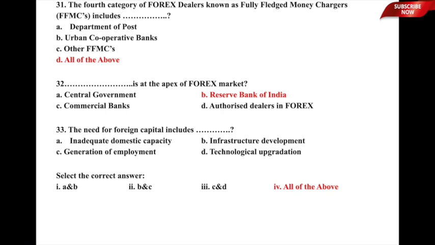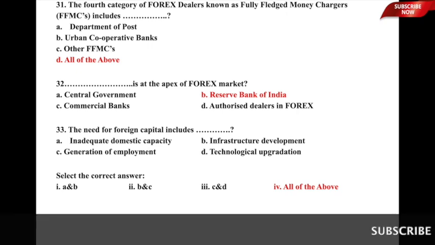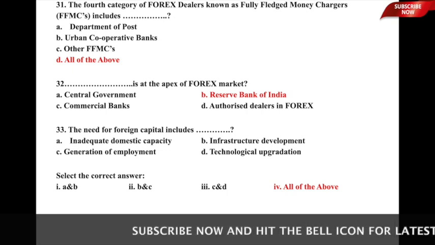Let us now move to question number 32. Question number 32 is: dash is at the apex of foreign exchange market. Which institution is at the apex in the foreign exchange market in India? The underlying options are A central government, B Reserve Bank of India, C commercial banks, and D authorized dealers in foreign exchange market. So here the correct answer is that the apex institution in the forex market in India is the Reserve Bank of India, and therefore option B, RBI, is the correct answer to this question. I hope that is clear.